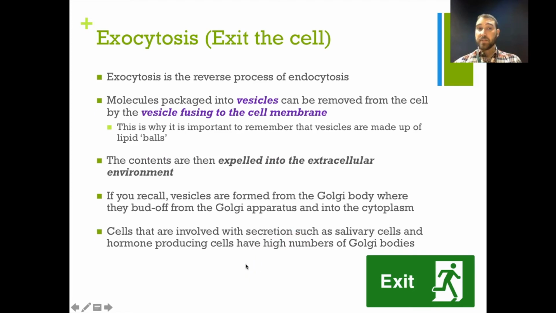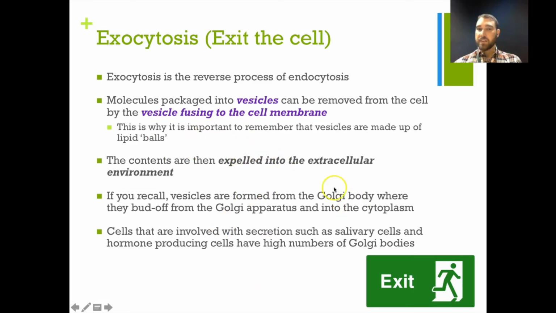Last bit is exocytosis, and this is the reverse process of endocytosis. So rather than taking substances in, it's taking substances out. So exo means out, cyto means cell, so out of the cell. In this case, vesicles, which are packages of cell membrane basically, might contain something like a protein or lots of proteins. They merge with the cell membrane and then disgorge their substances to the outside world. So they're balls of membrane that contain substance. They merge with the cell membrane and kick it out to the outside world.